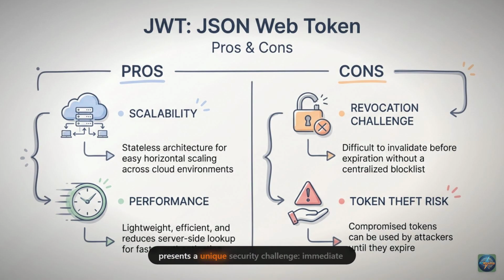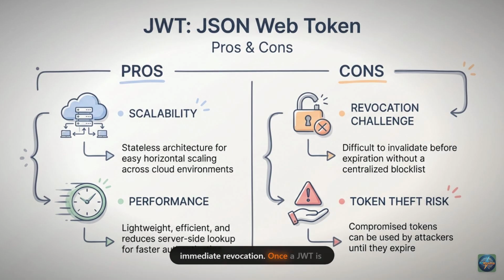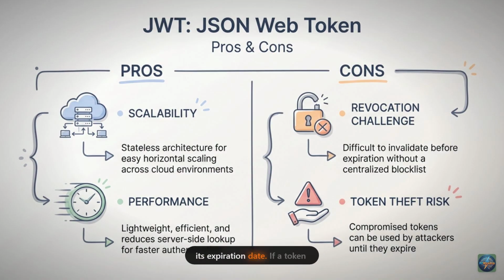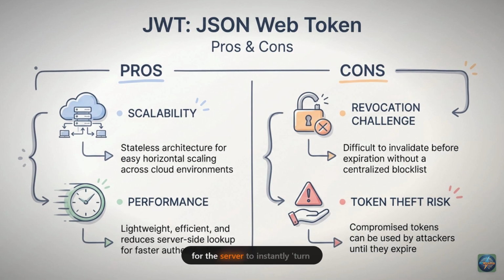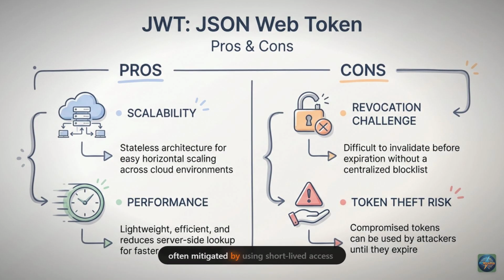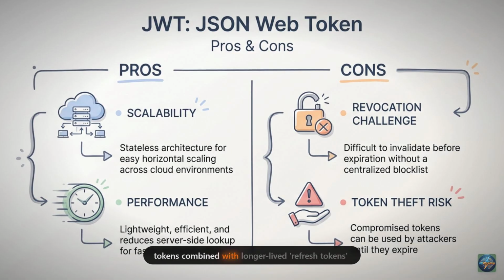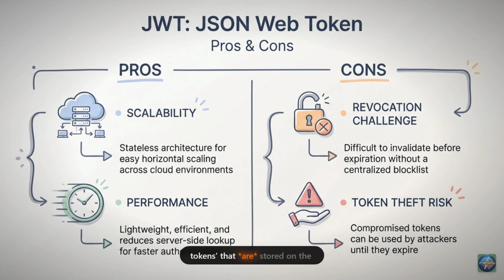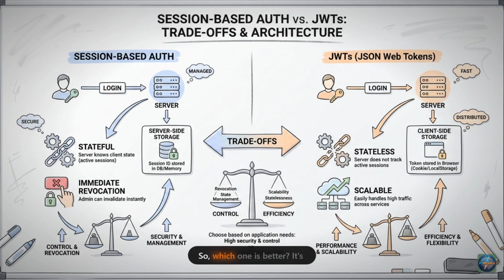However, this statelessness also presents a unique security challenge: immediate revocation. Once a JWT is issued, it's valid until its expiration date. If a token is stolen, there's no way for the server to instantly turn it off, like a hotel keycard. This is often mitigated by using short-lived access tokens combined with longer-lived refresh tokens that are stored on the server, offering a hybrid solution. So which one is better?